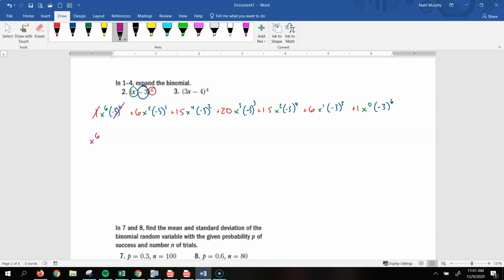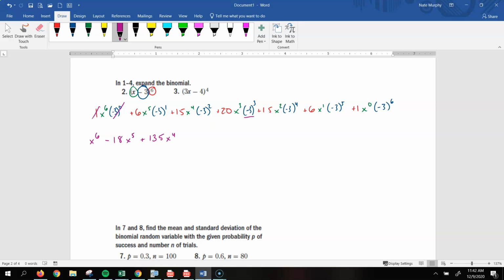Now here's where it starts to get a little bit trickier. So here we have -3 to the 1st. That's -3 times 6 is -18. And then we would have x to the 5th power. Now the next one, -3 squared, that's a positive 9. And now we're going to take 9 times 15. 9 times 15 would be 135. And that's a positive 135, so you'd say plus 135. Then we have x to the 4th.